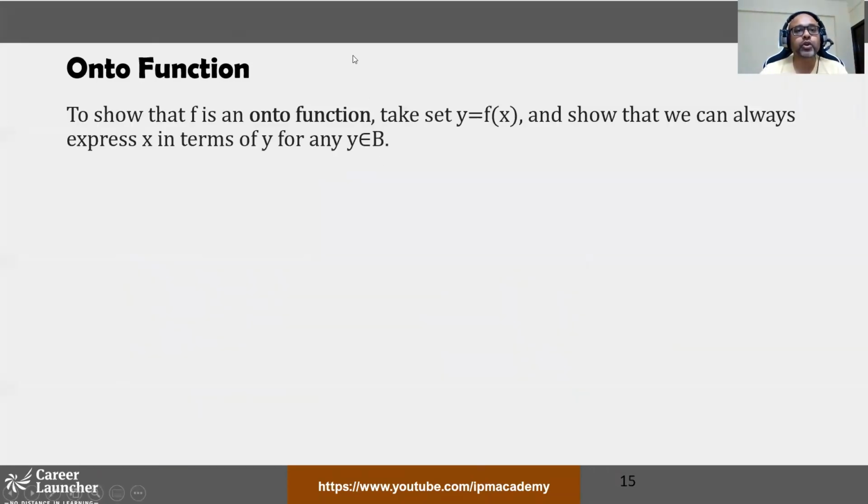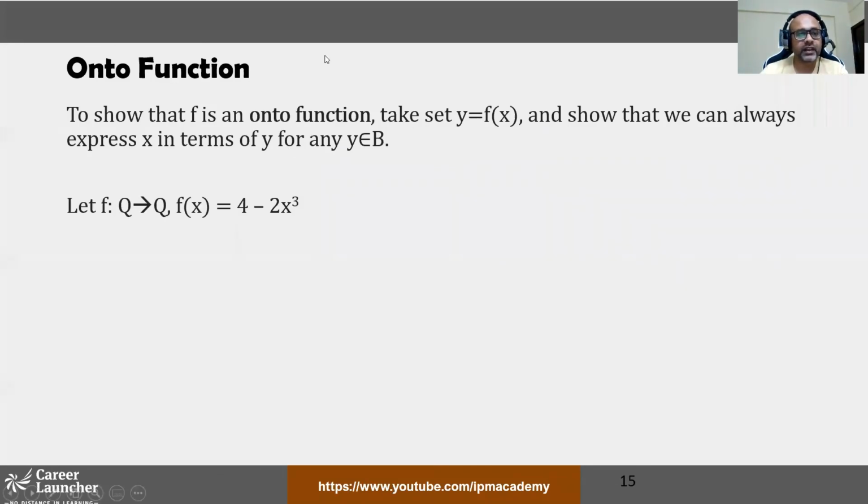So how do you show that a function is onto? Again, there is an English way of putting it; I'm just explaining the concept, the meaning of it. Basically, what you're supposed to do is write x in terms of y and say that this x is always possible for every y. Let's take an example to understand this better.